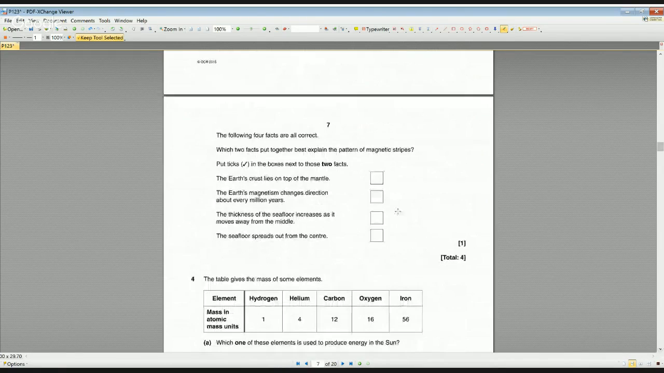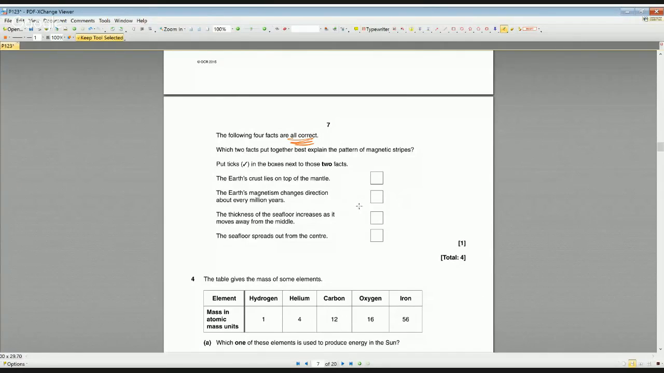So here we have a tick box to identify which of these 4 facts are the best explanation. They're all correct, it says. So it's not asking which are correct, it's asking which ones are the best explanation. So it's a nice exercise actually in understanding relevance of questions, which is very important when you're attempting a 6-mark question especially. So the Earth's crust lies on top of the mantle. Yes, it's true, but does it explain what we're talking about here?